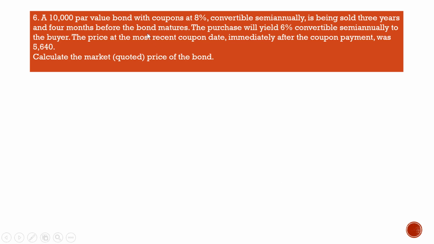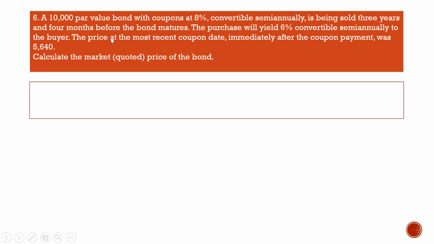So for this question, pay attention to the bond is being sold 3 years and 4 months before the bond matures. And this bond is convertible semi-annually, so 6 months is the coupon period, and 3 years and 4 months before the bond matures, so we use 4 months to calculate k. 4 months before the bond matures, that means 2 months after the last coupon date. So k here is 2/6, which is 1/3.